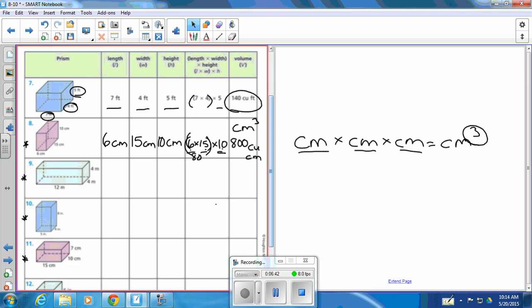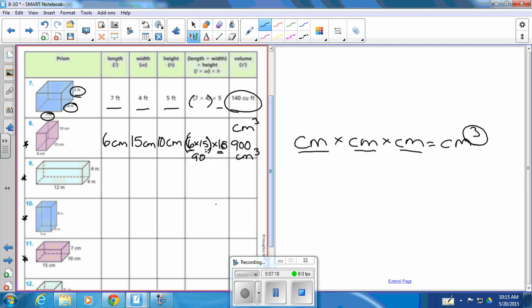Oh, sorry. Wait, what? 6 times 15 is 90, not 80. Thank you for correcting that. I was going by what you guys were saying. Oh yeah, because 15 times 2 is 30. So that would make sense. I was just using 15 times 2 is 30, and we're doing it times 6, so it'd be 30 times 3, which would be 90. So thank you for correcting that. So 900 cubic centimeters.